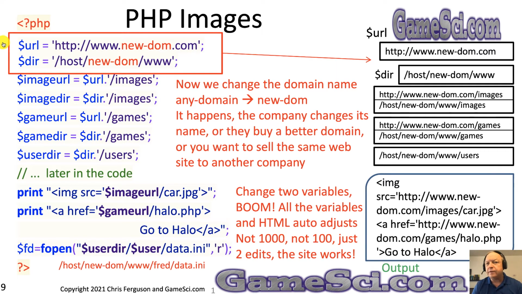Let's see why we do it this way. Now we change the domain, any domain, to new dom. You can see in red I changed the main address of my website. And of course, if I change my main address, my directory name also changes. It happens. The company changes its name, or they buy a better domain, or they want to sell the same website to another company. I'm going to change these two variables, and you can see the updates occur right there.